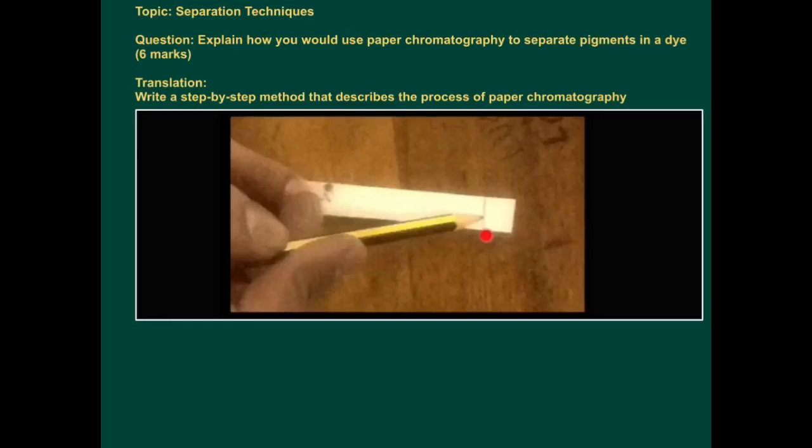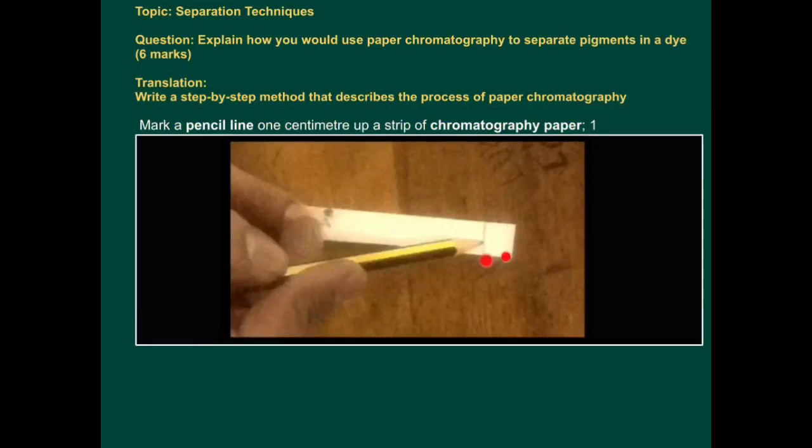In this exam application tutorial, we're looking at separation techniques. The question for 6 marks: explain how you would use paper chromatography to separate pigments in a dye. So the translation is: write a step-by-step method that describes the process of paper chromatography.